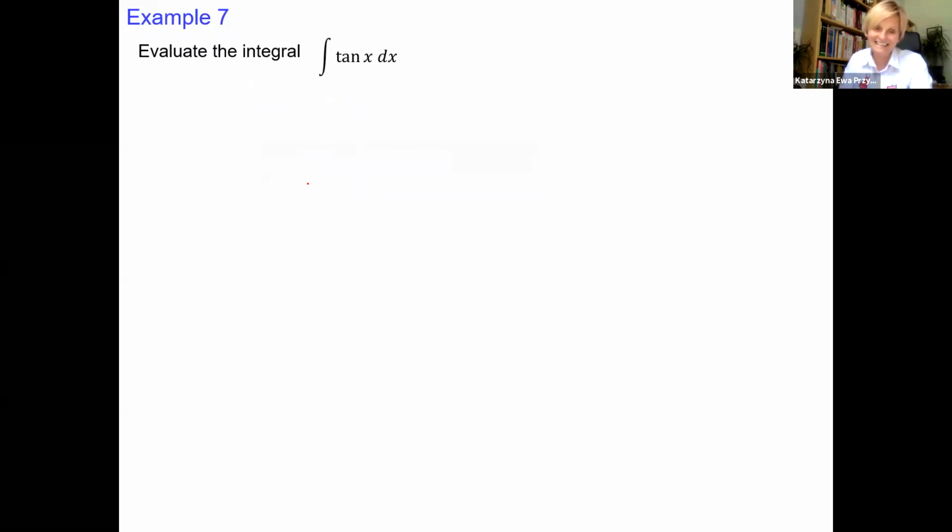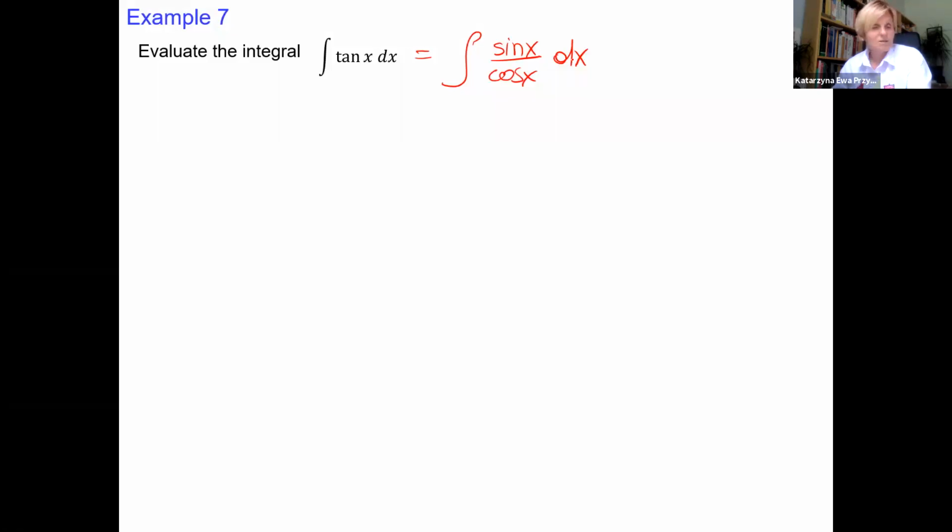Finally, tangent of x. I did mention it a couple of times. Okay, first of all, we will rewrite it as sine of x over cosine of x, because tangent on its own will not be helpful in this case. And now I see sine of x and cosine of x, and theoretically both of them are not exactly compound functions. They are just simple functions.